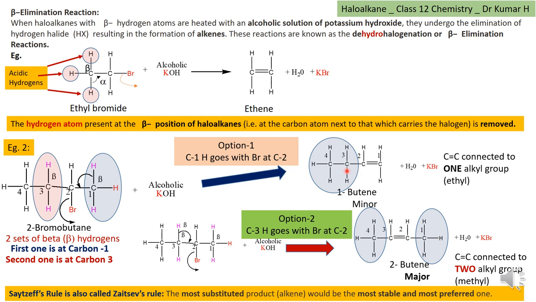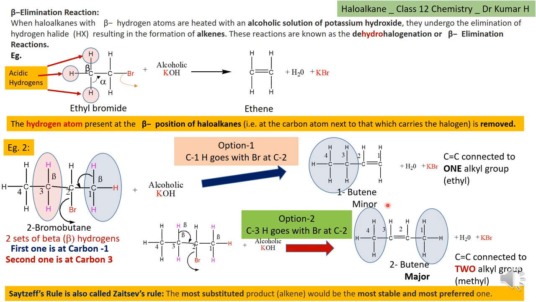Since this reaction results in an alkene, an unsaturated compound, it has to be stabilized. If the formed product is more stable, the formation will be easier. The ease of formation depends upon the stability of the product. The more stable the product, the more will be the yield. So here in the second case, 2-butene is more stable. The reason is that the C=C double bond is connected to two alkyl groups, one methyl on the right-hand side and another on the left-hand side.